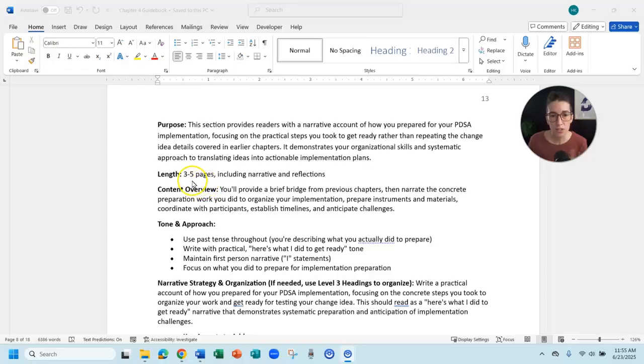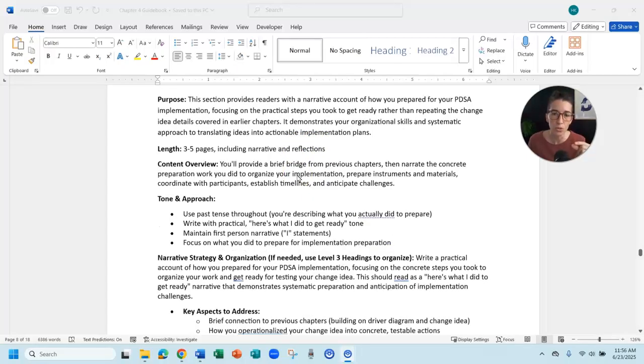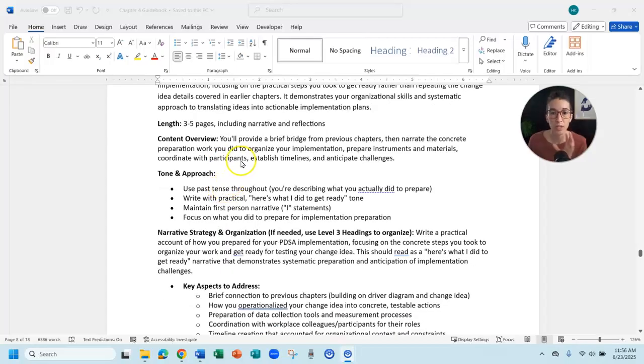The length of the section is probably going to be about 3 to 5 pages, including your narrative and reflections. So we'll talk about the body of the narrative in every single phase section. The plan phase, the do phase, the study phase, and the act phase will each end in a section of reflections from that particular phase of your implementation. So, content overview: you're going to provide a brief bridge from previous chapters. And when I say brief, I mean brief.